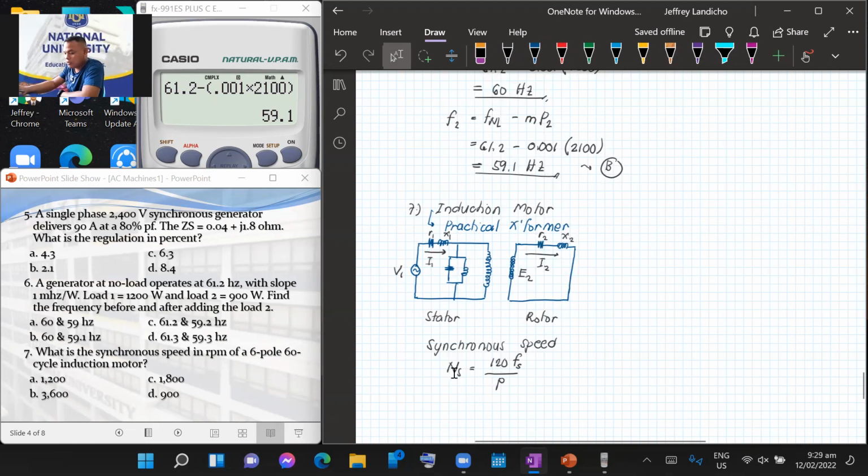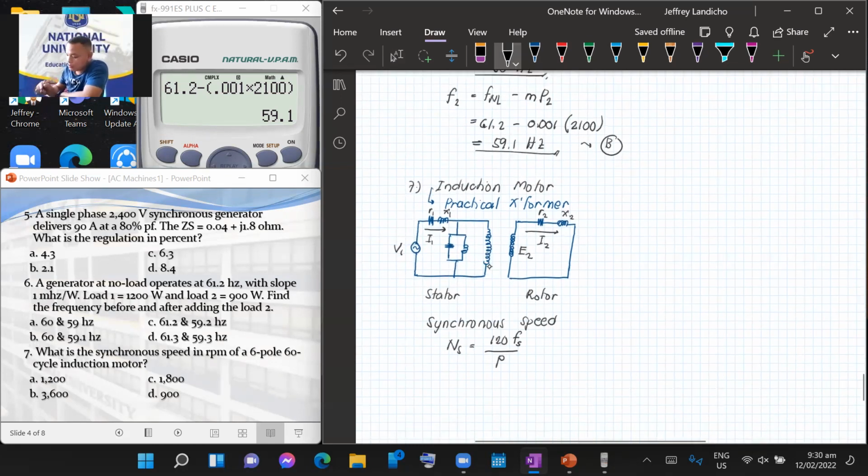So tinatawag lang, this synchronous speed, that is only the equivalent speed of the given magnetic field in the stator. Kasi magnetic field, proportional yan kay current. That is the flux. So since current is alternating, the given magnetic field is also alternating. So kapag kinuha natin yung equivalent speed of the rotating magnetic field in the stator, that is our synchronous speed. Or pwede natin sabihin, that is the equivalent speed at which this given voltage is being generated, which is used to supply the induction motor.